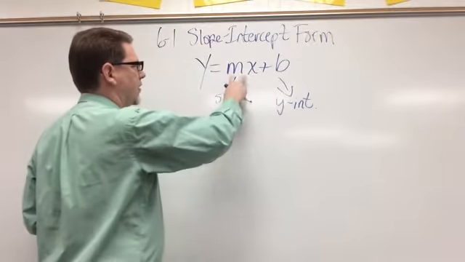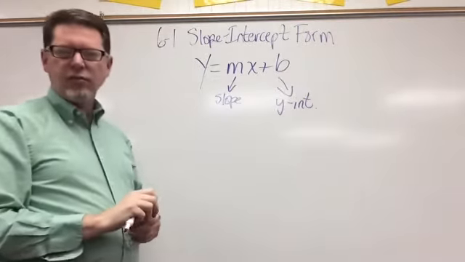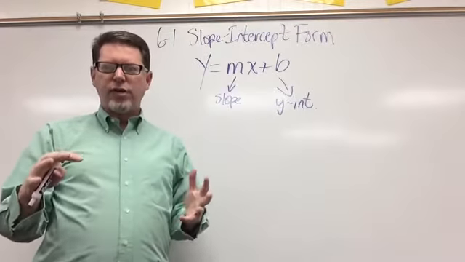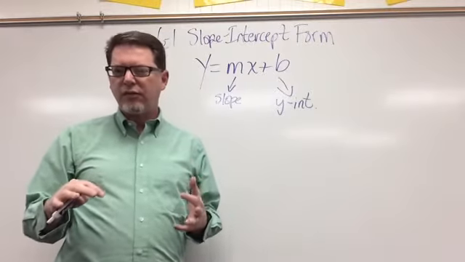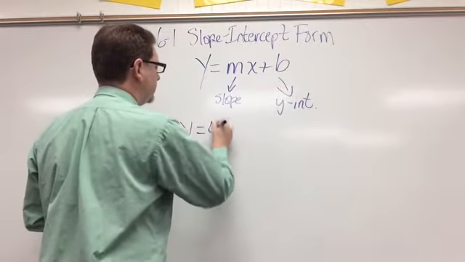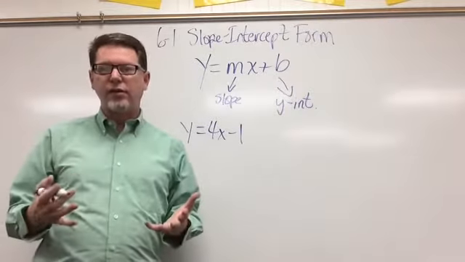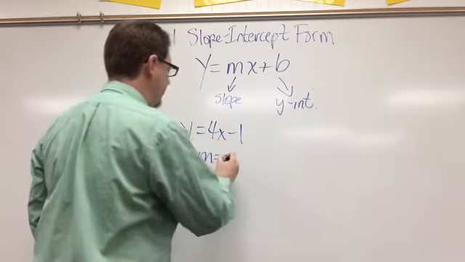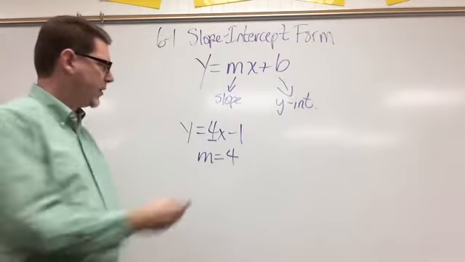Okay? mx, m is the slope, b is the y-intercept. So today we're going to look at how we would write those equations and how we would graph those equations. So let's look at the first example, y equals 4x minus 1. Part of what you need to do is figure out what is the y-intercept and what is the slope. So for this one, m is 4 because it is attached to the x.